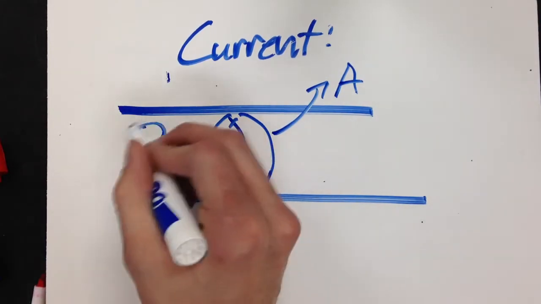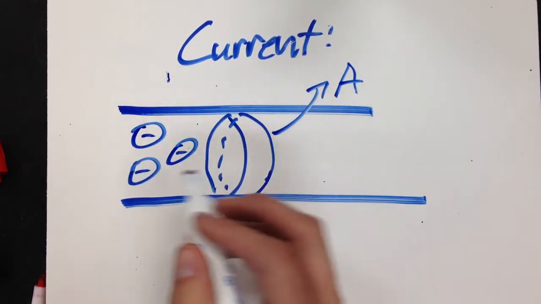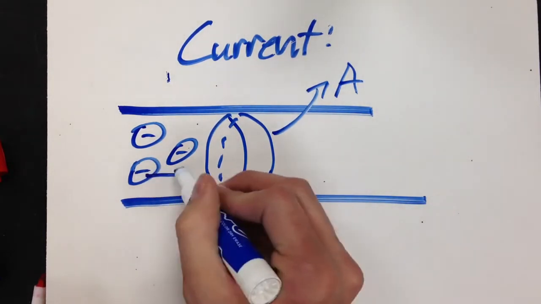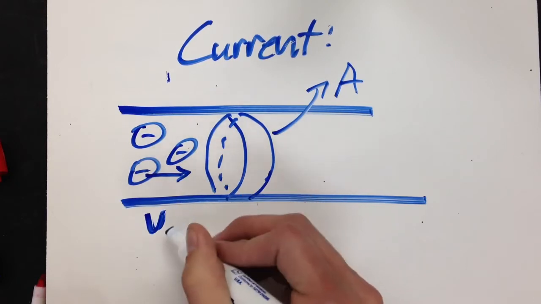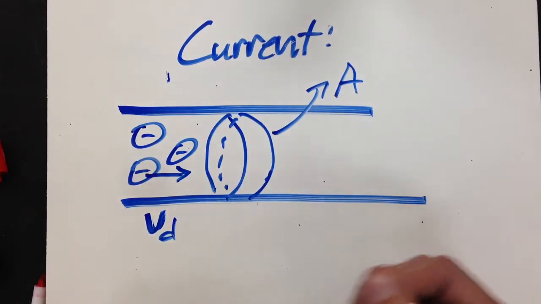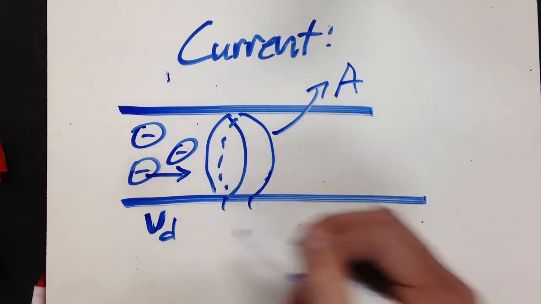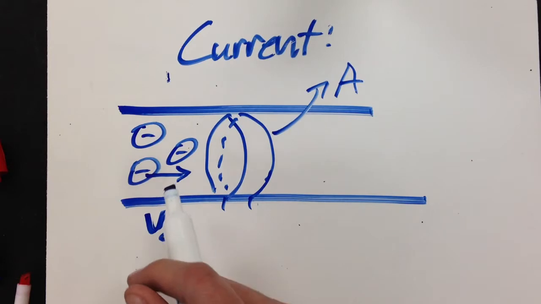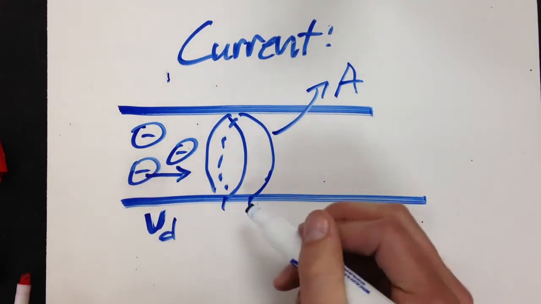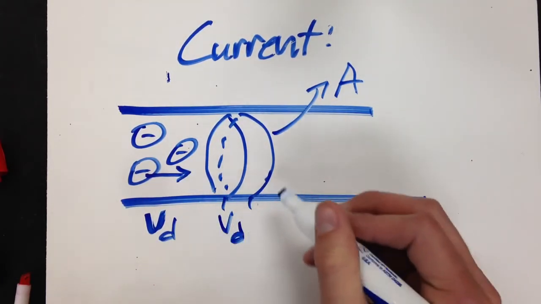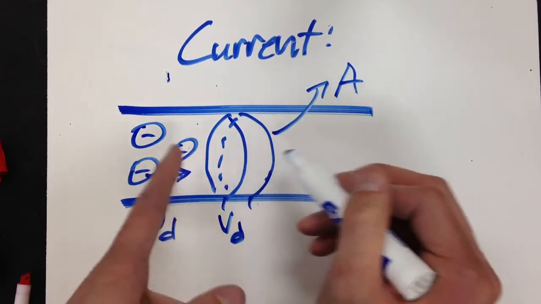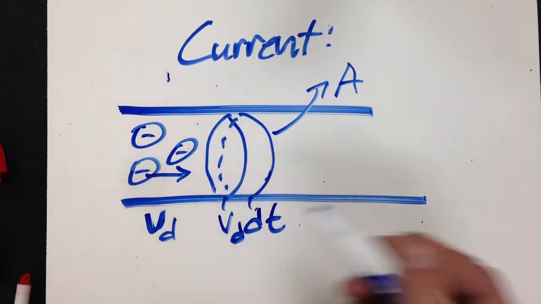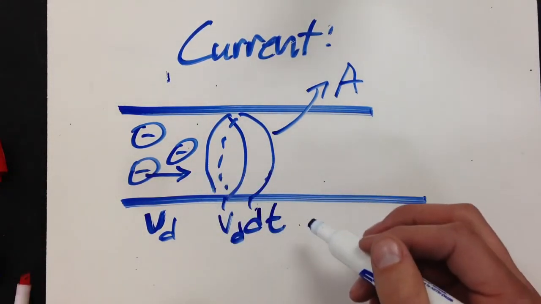And let's say that I've got some charges here. And all of these charges move with what's called a drift velocity, which is generally written as Vd. Now, the distance that they travel through my imaginary cylinder here, if they're all traveling at a constant drift velocity, then this distance is just going to be Vd times dt, the time it takes to travel across that distance.